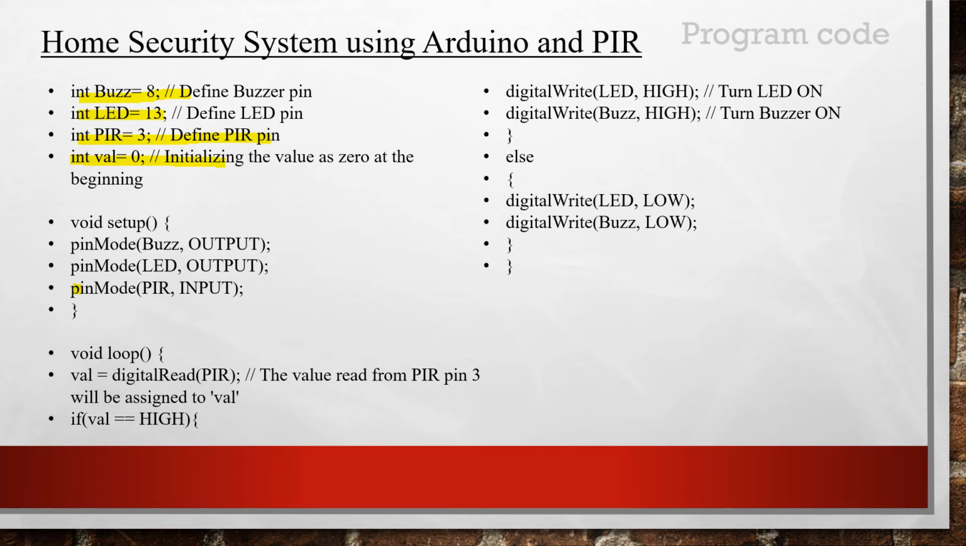So the value will be read from PIR or pin 3. What will this value be? It will be either 1 or 0. If a human presence is detected, this value will be 1 or high, and if there is no presence the value will be low. Now let's see: in the PIR sensor, if value is equal to high, digital write LED will be high, that is LED will be turned on, and at the same time the buzzer will also be turned on.